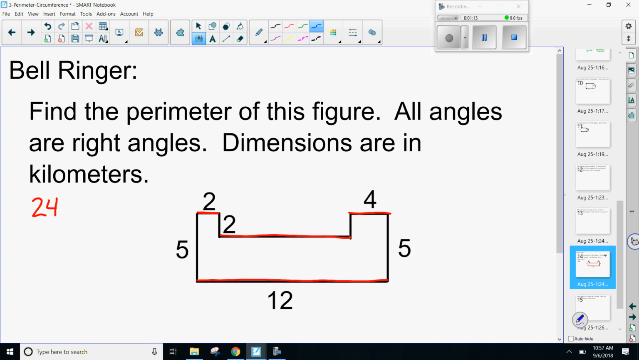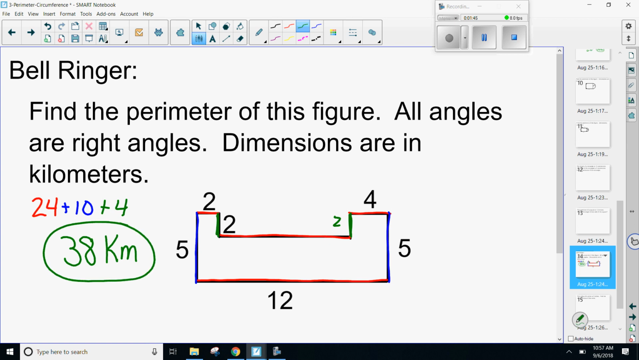The next thing I have are these two segments on the left-hand side and the right-hand side. What's the sum of those two segments in blue? 10. But I am not done because my whole figure has not been outlined yet. So I have these two little pieces right here. So this is also going to be 2, which is going to give you a total of 4. If you add those together, you end up with 38. Units are kilometers. 38 kilometers.